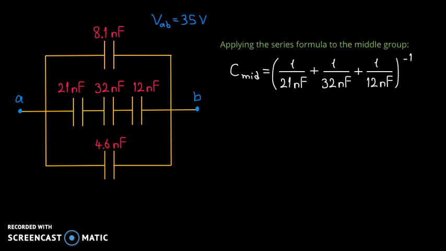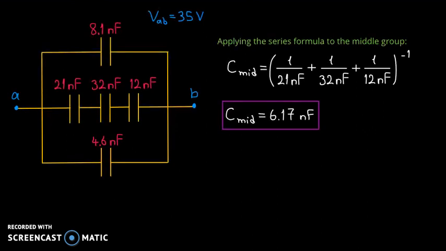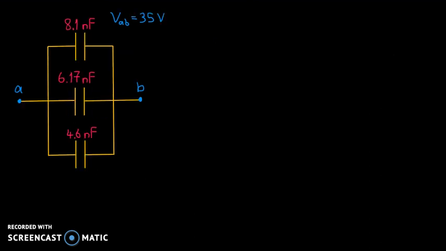In the series formula, we add the reciprocals of the capacitance values, and then we invert the final result to get the equivalent capacitance. And when I do the calculation, here's what I get for the equivalent capacitance of the middle group, 6.17 nanofarads. Because this is an intermediate calculation, I'm keeping one extra significant figure. Now let's go ahead and redraw the group of capacitors. Here I have the picture redrawn with the middle group replaced with a single capacitor having the equivalent capacitance value.